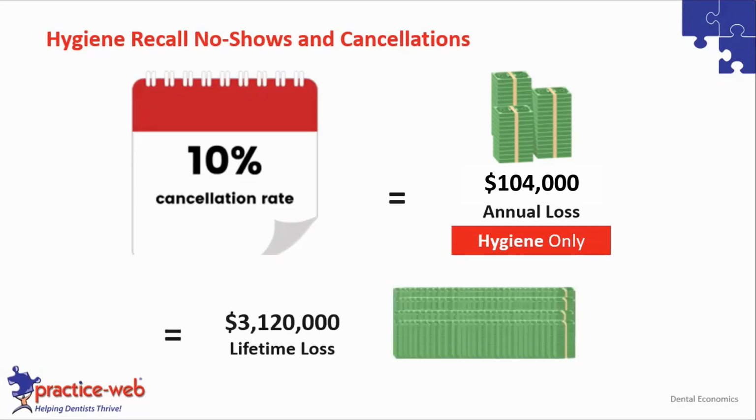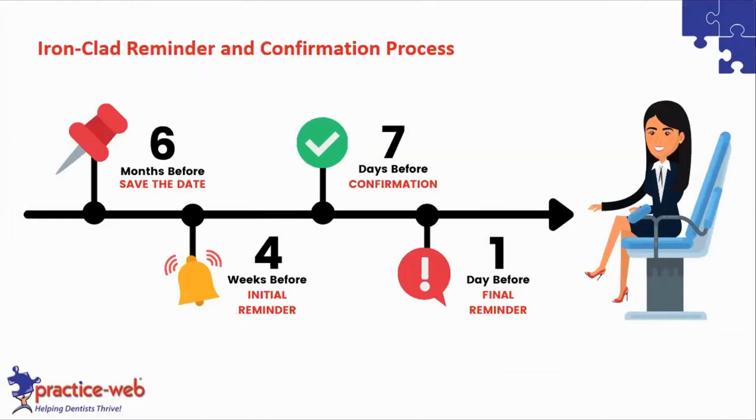And then you have a lifetime loss, if you extrapolate that, of $3 million just from cancellations, right? So we want to avoid that. Now, what is that iron-clad reminder and confirmation process that we can use? So this is one example. Again, if you have your own protocol that's been working wonders for you, stick with that.